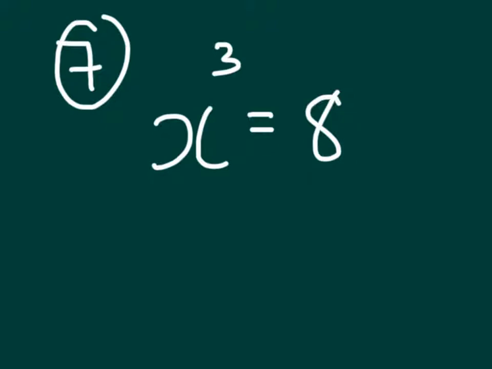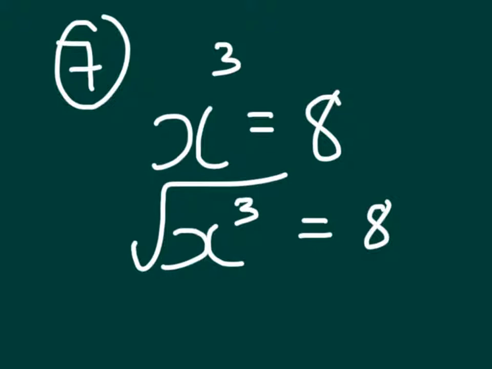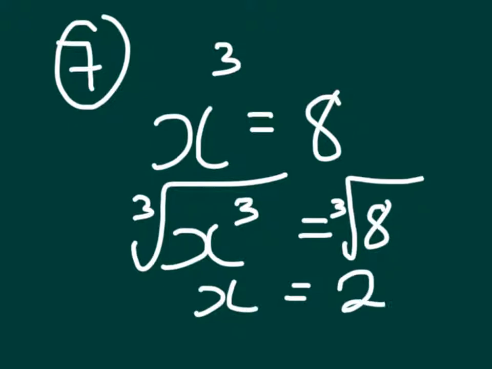What about x cubed equals 8? Is this possible? Yes. A negative number raised to an odd power leaves us with a negative answer, but a positive number raised to an odd power leaves us with a positive answer. So we can go ahead and solve this equation by cube rooting both sides. In this case, x is equal to 2.